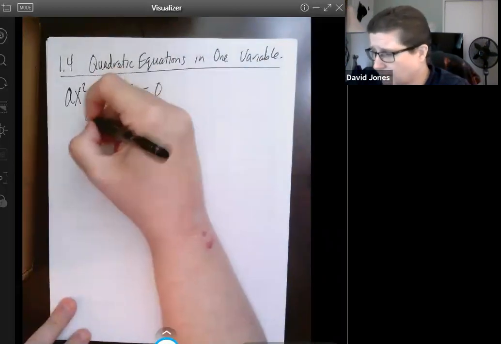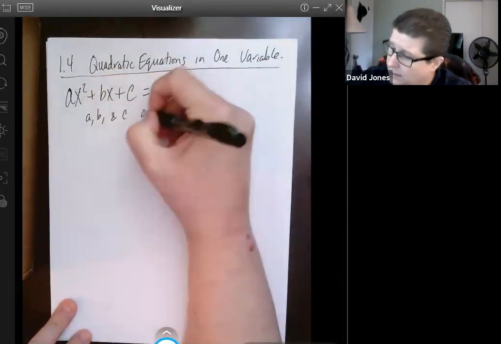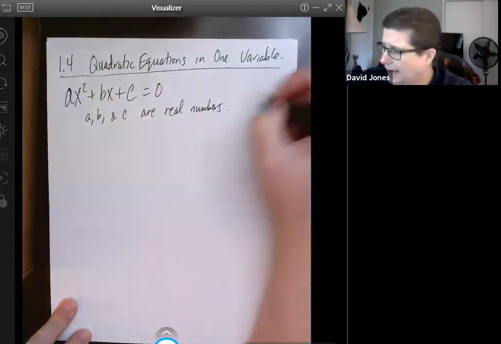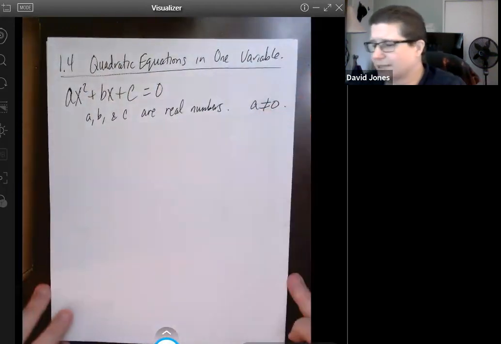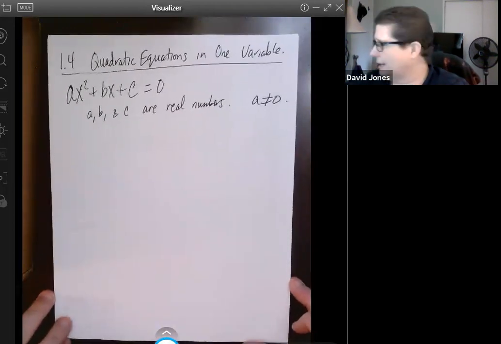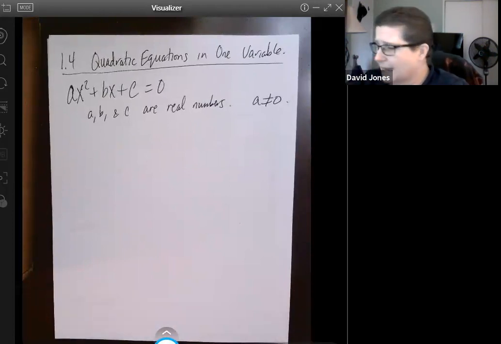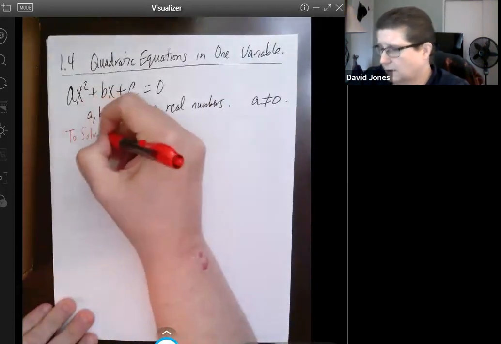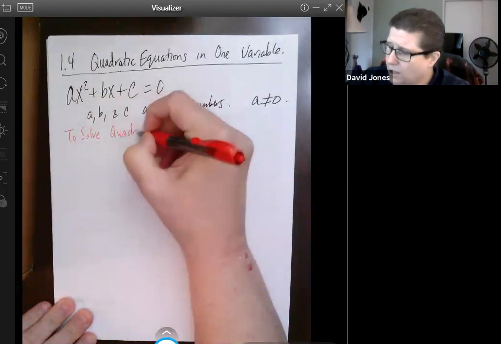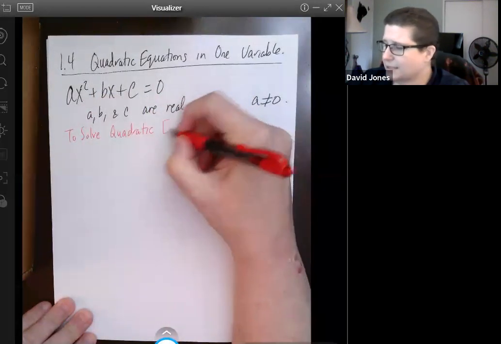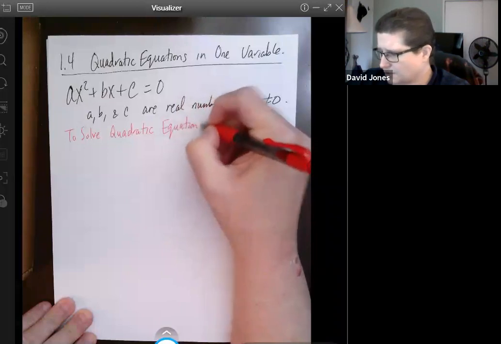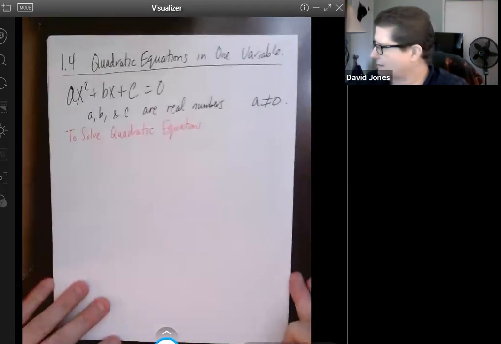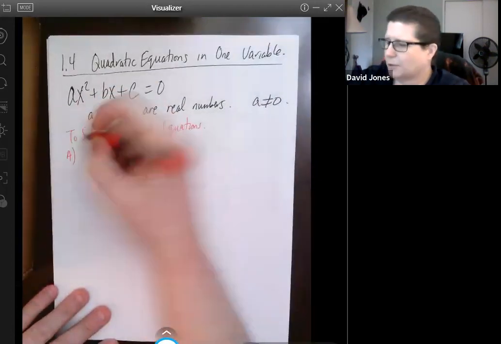A, b, and c are real numbers. A does not equal 0. If a equals 0, the x squared goes away and it's not quadratic anymore. And to solve quadratic equations, there are several methods. So the first method we're going to really work with is applying the zero factor property.